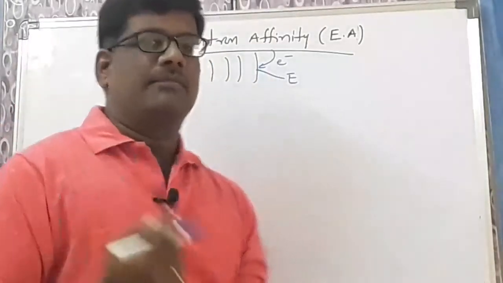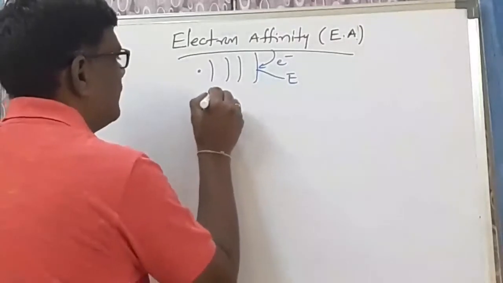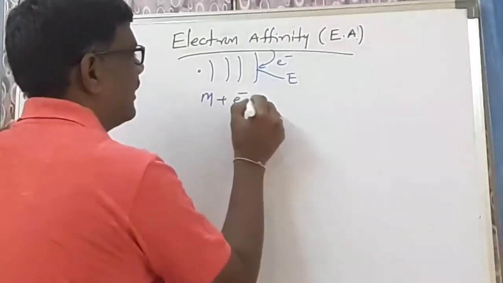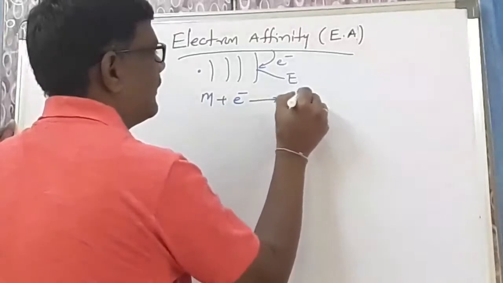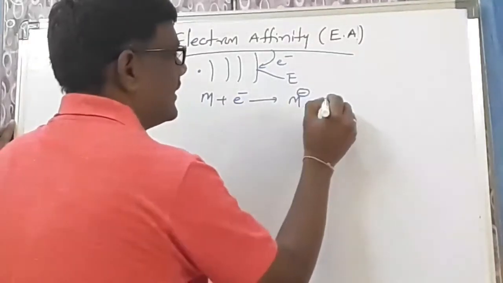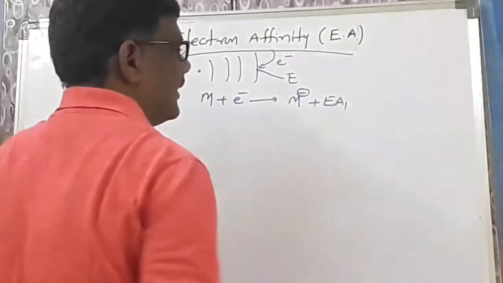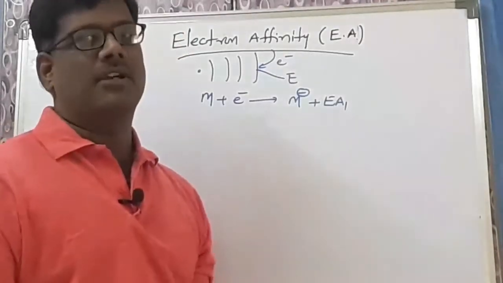I will give you the mathematical equation. Let us take M as the neutral atom. I am adding one electron. Immediately it accepts the electron and converts into M minus, and energy is released, which is called EA1. EA1 is nothing but the first electron affinity.